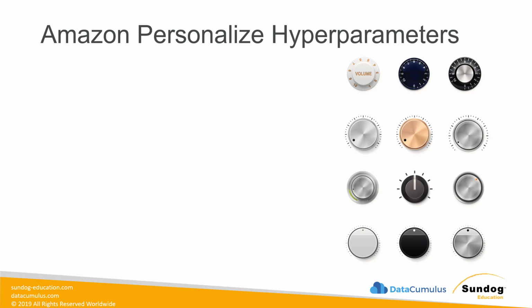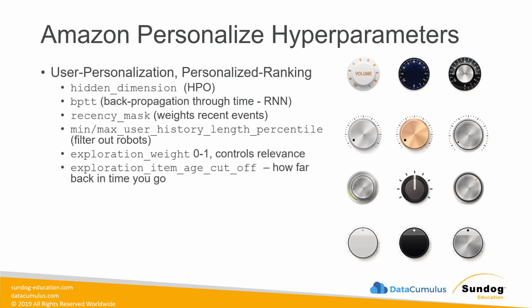Talking about hyperparameters, so there are a bunch of knobs and dials, and these sorts of details are the sorts of things that the certification exam likes to bring up from time to time. These are really the only details that you have to think about with Amazon Personalize, so probably good to know what they are. We talked about hyperparameter optimization, HPO.